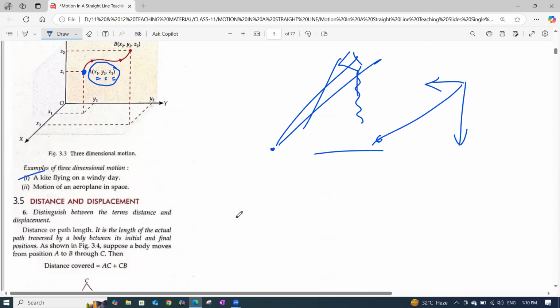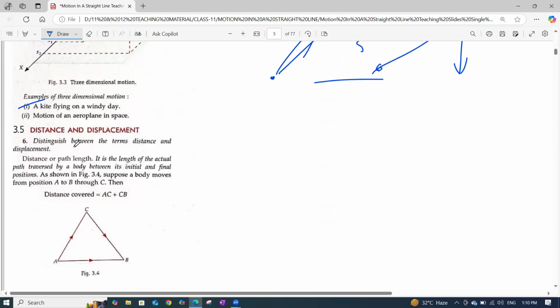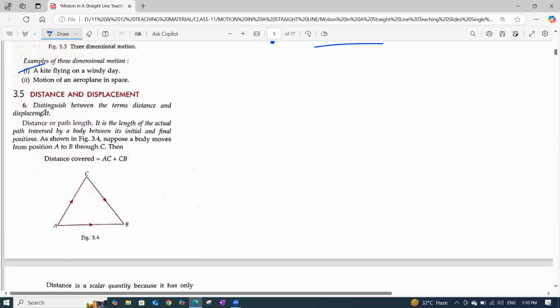Moving to the next concept, distance. What is meant by distance? Distinguish between the terms distance and displacement. Okay. Distance, or you can call it path length. It is the length of the actual path traversed by a body between initial and final positions.